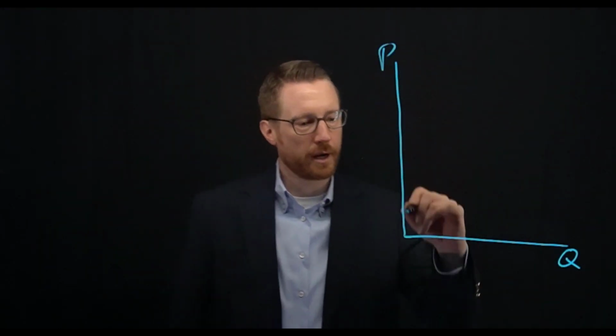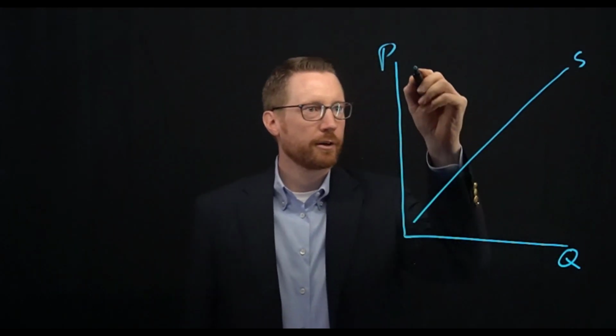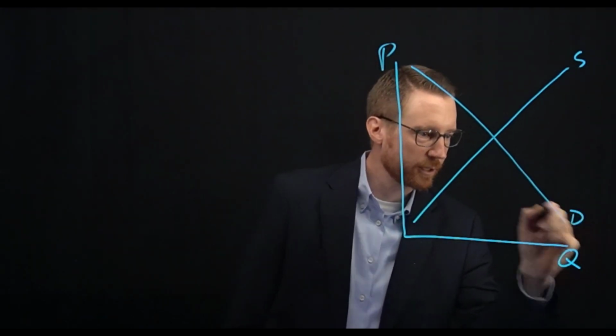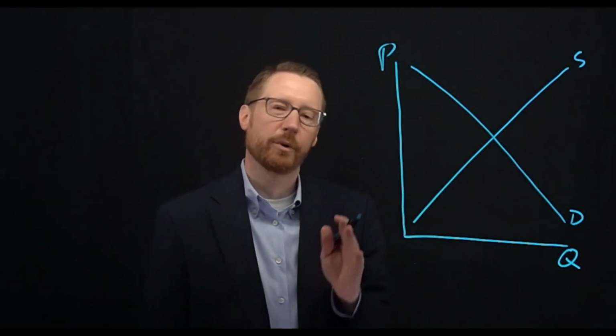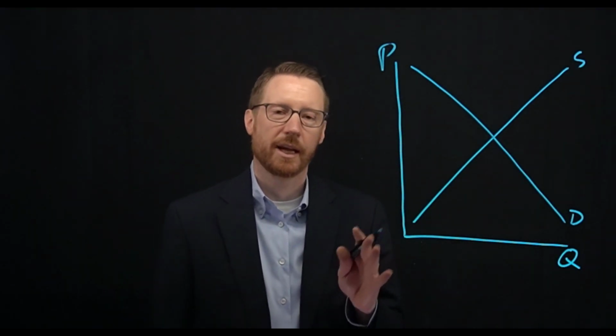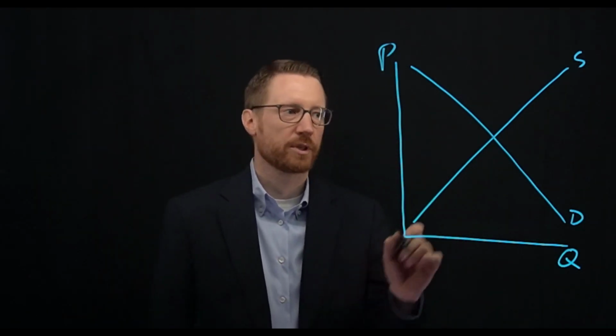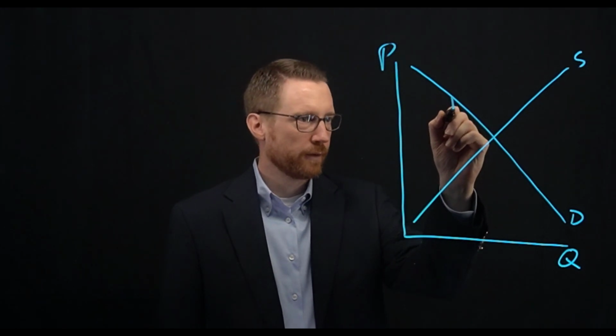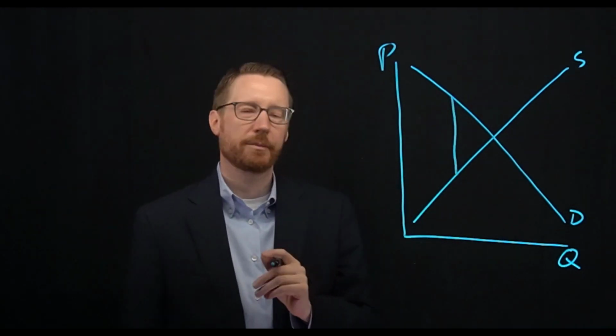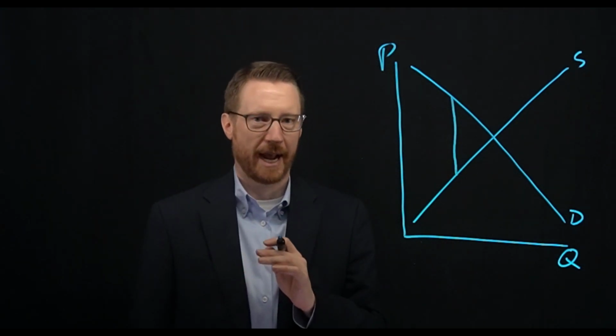Welcome back. Let's spend a minute thinking about tax revenue in our supply and demand diagram. So if we set up a supply and demand diagram, we've got quantity, we've got price, a supply curve, a demand curve. Remember that when the government puts a tax in place, it drives a wedge between what buyers pay and what sellers receive. So the demand curve is separated from the supply curve by the amount of the tax.